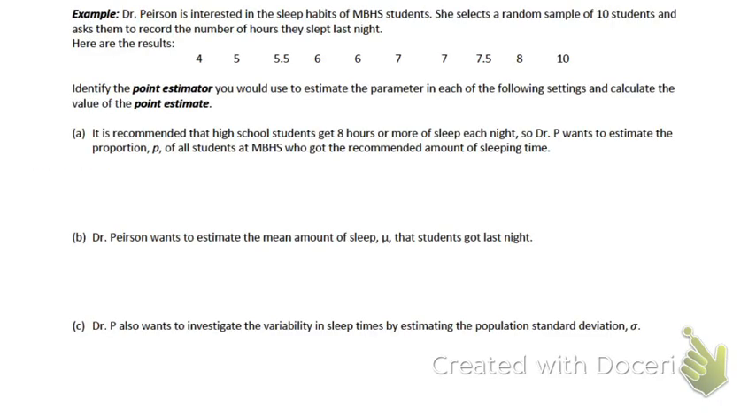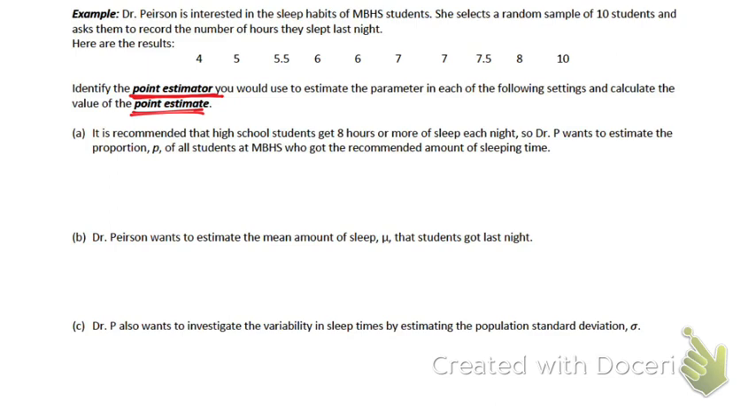So let's look at an example. Dr. Pearson is interested in the sleep habits of McKinney Boyd High School students. She selects a random sample of 10 students and asks them to record the number of hours they slept last night. Here are the results. We need to identify the point estimator, T-O-R, that we would use to estimate the parameter, and then calculate the point estimate for each of those things.